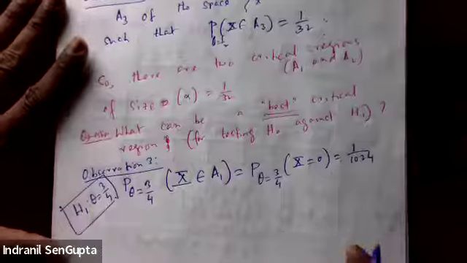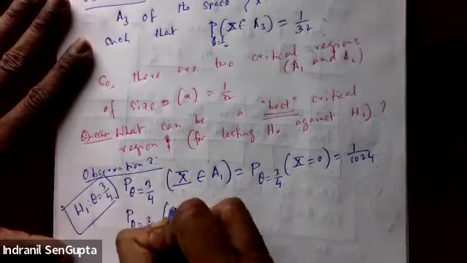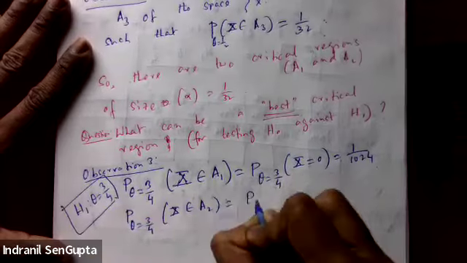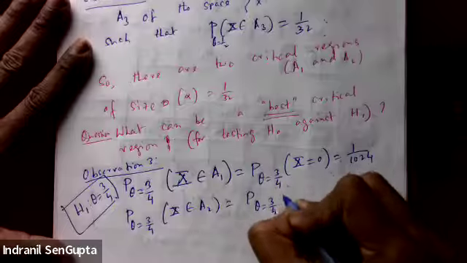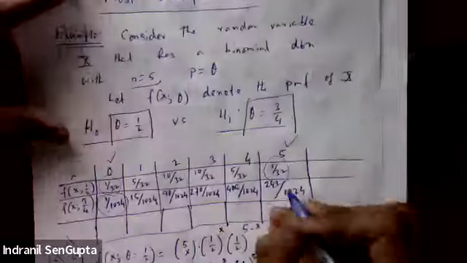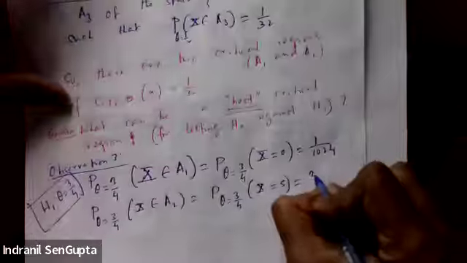Now we are in a problem. Also observe that the probability with theta equals 3/4 of x in A2 is the same as the probability with theta equals 3/4 of x equals 5. And this number is really 243 over 1024.